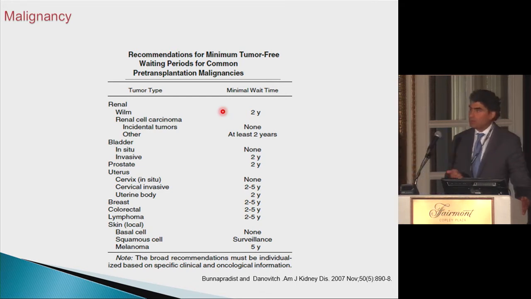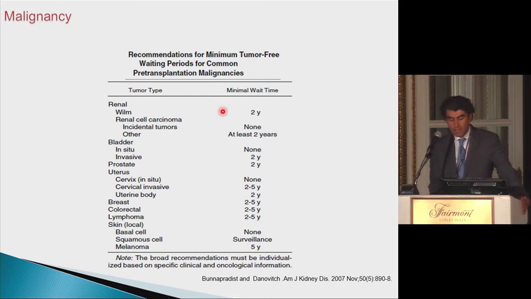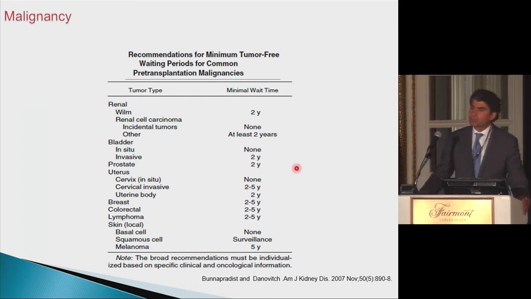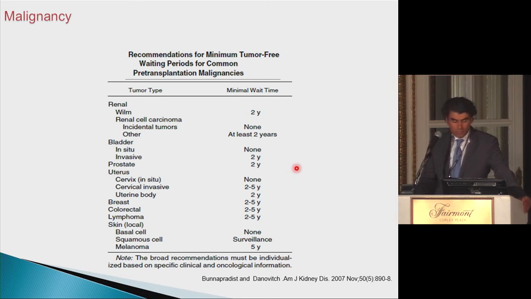So we need to screen, make sure that they don't have any active malignancy. But what most of the centers recommend now is just age-appropriate screening. And if any cancer is diagnosed, you treat and you need to assure cure. And then there is a waiting time after that. And this can vary from no waiting time at all in situ cancers to like 5 years in melanoma, for example. Now for multiple myeloma patients, the rate of recurrence post-transplant is almost 100%. So most centers now, unless those patients have a bone marrow transplant, do not transplant myeloma patients.